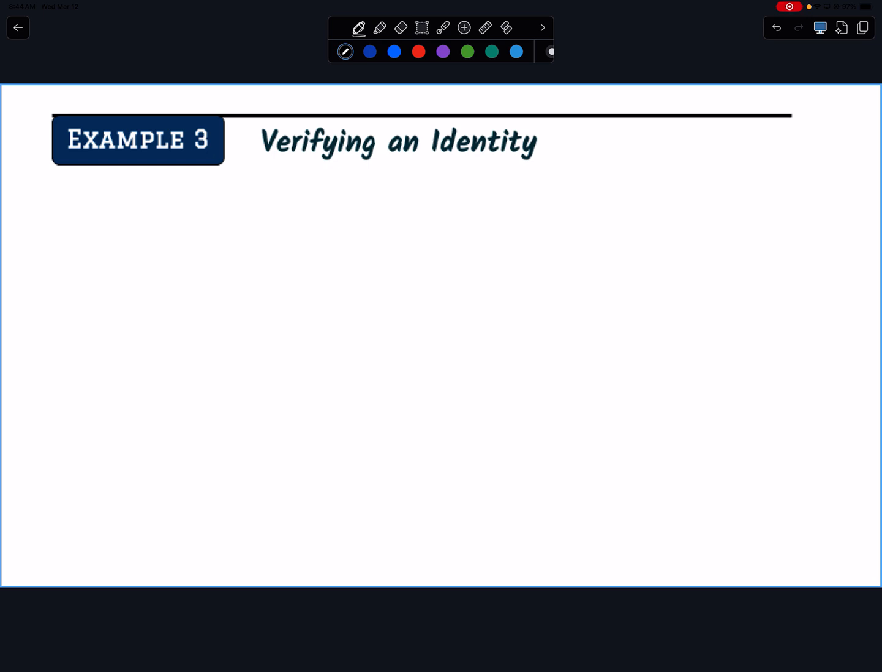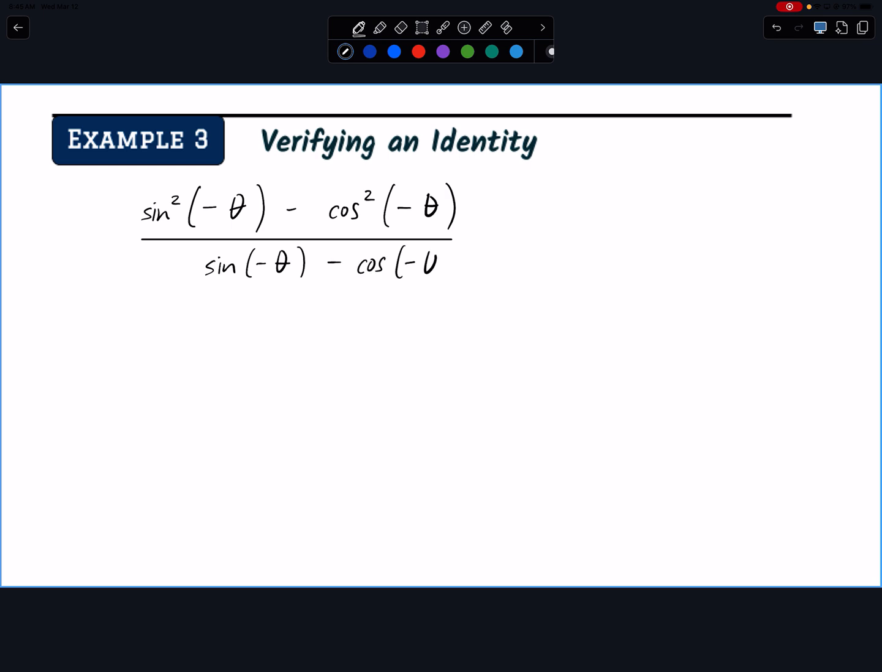It's all the same directions, verify the identity, so I'm not going to write it again. Sine squared of negative theta minus cosine squared of negative theta, over sine of negative theta minus cosine of negative theta, is equal to cosine theta minus sine theta.